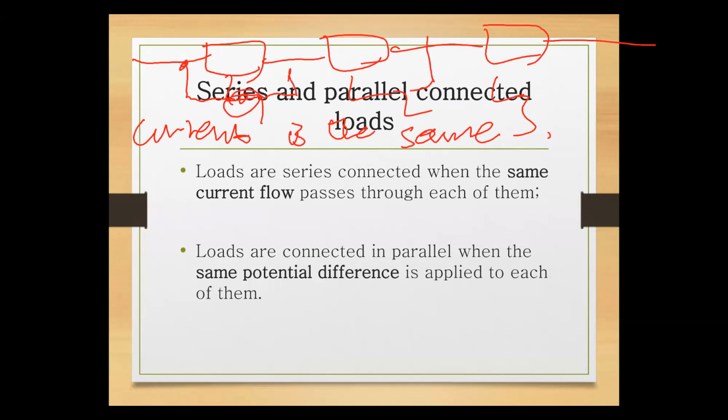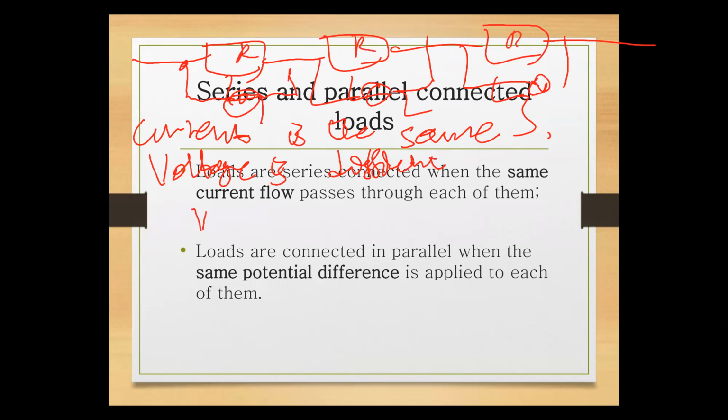But the potential difference across this one here, and the potential difference across this one here, and the potential difference across that one is different. So voltage is different. The voltage depends according to the resistance of this one and the resistance of this one.